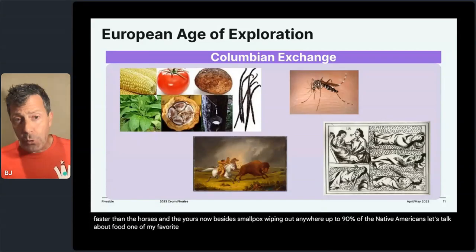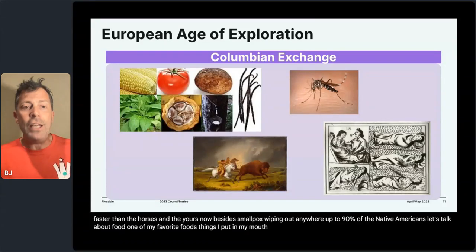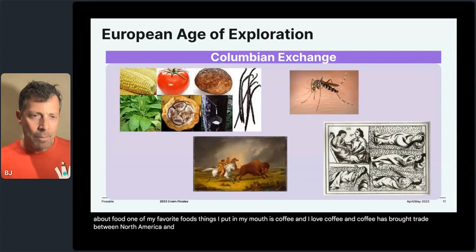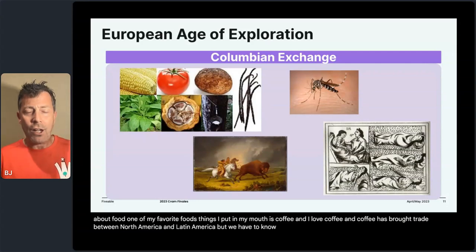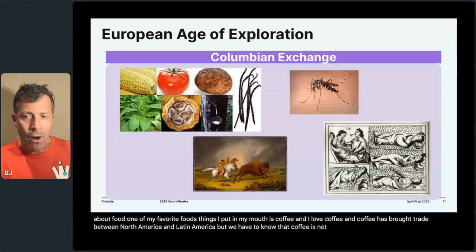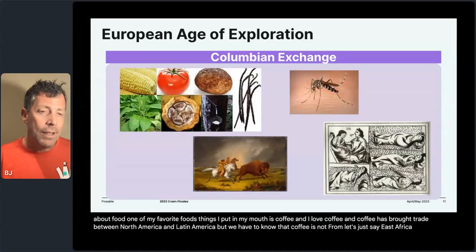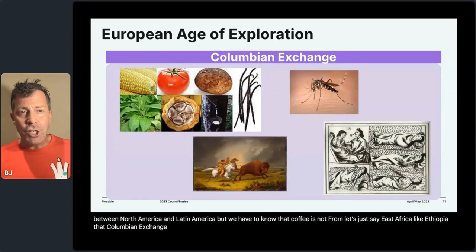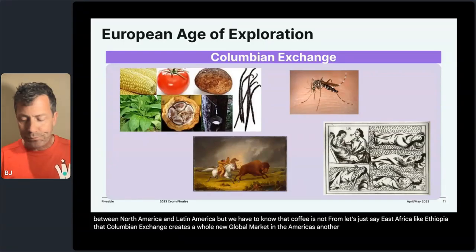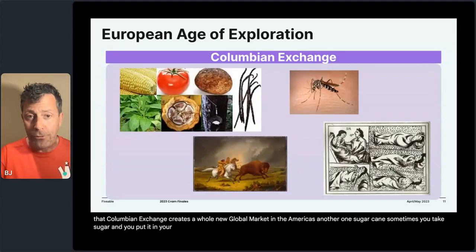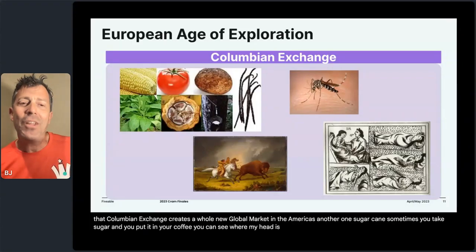One of my favorite things I put in my mouth is coffee. And I love coffee, and coffee has brought trade between North America and Latin America. But we have to know that coffee is not from the Americas. It's actually from, let's just say, East Africa, like Ethiopia. That Columbian Exchange creates a whole new global market in the Americas. Another one, sugarcane. Sometimes you take sugar and you put it in your coffee. You can see where my head is, everybody.